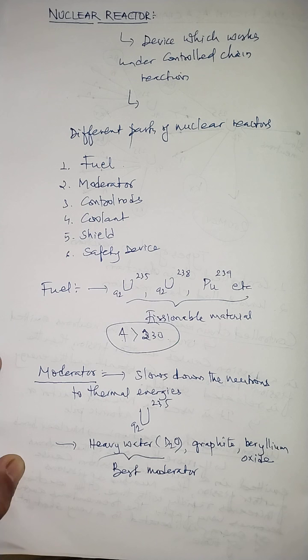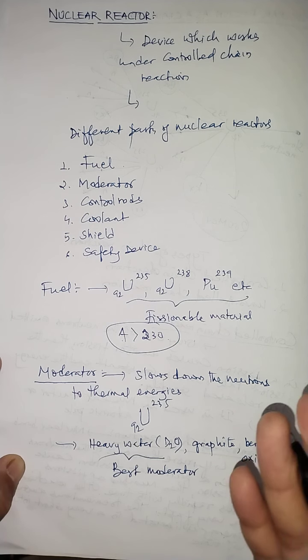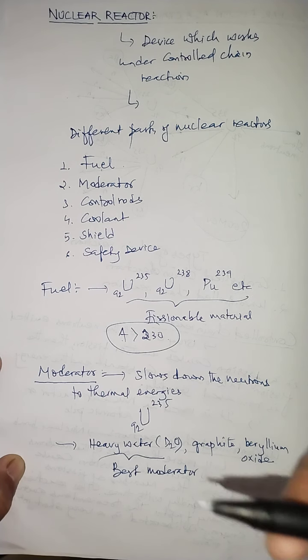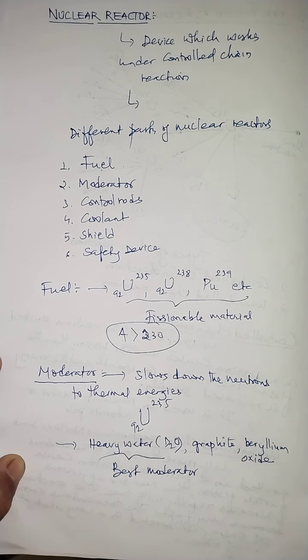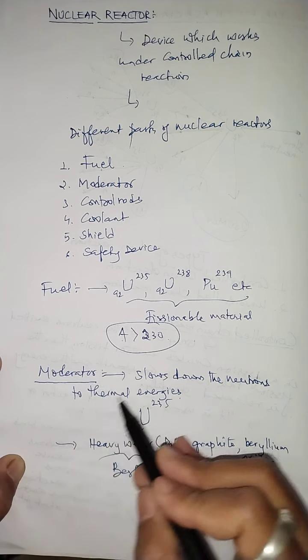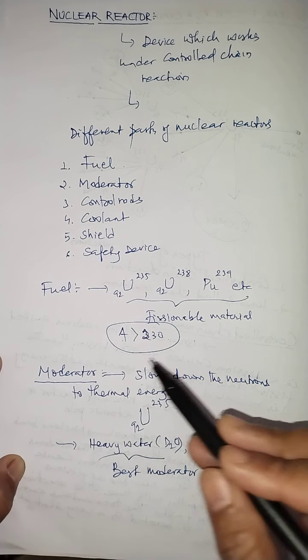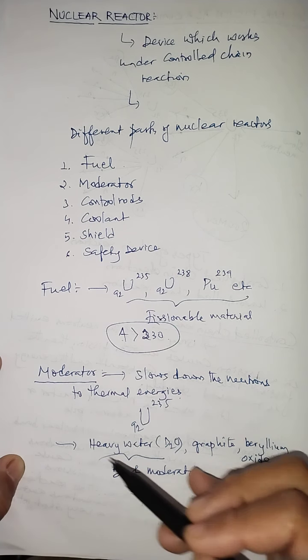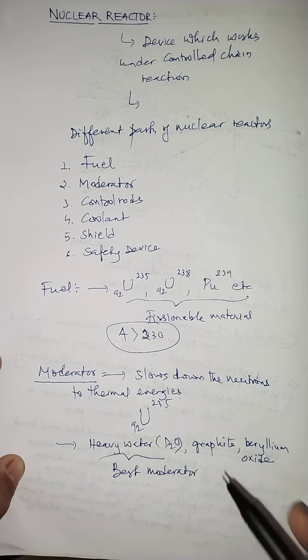One of the important conditions in a nuclear reactor is that whenever a neutron is emitted, its speed has to be slowed down. Otherwise the reaction takes place very fast, and the neutrons emitted may cause further fission of other nuclei. That's why the most important thing is to slow down the neutrons to thermal energy, and that is done by the moderator. You will understand this moderator part with the help of a diagram also, when we do the construction of the nuclear reactor. But for now we learn about the different parts of a nuclear reactor.